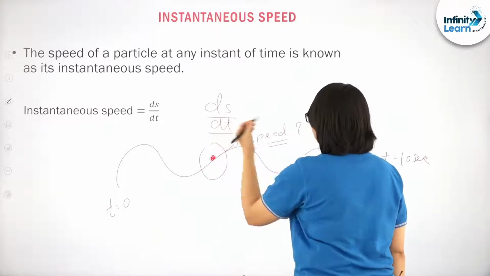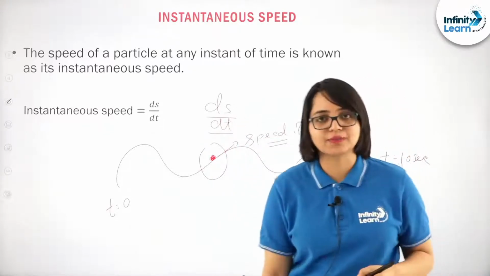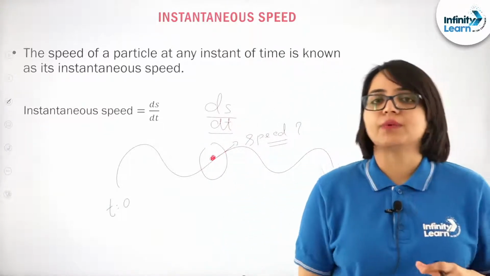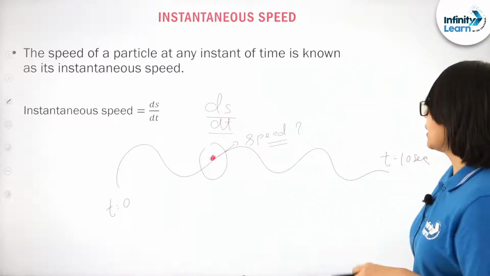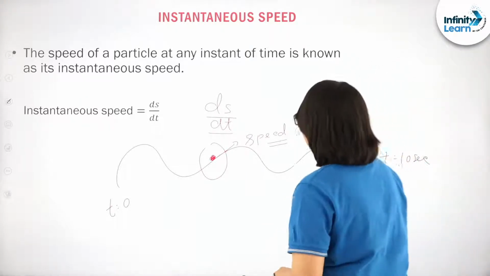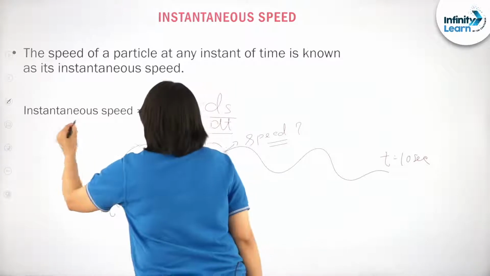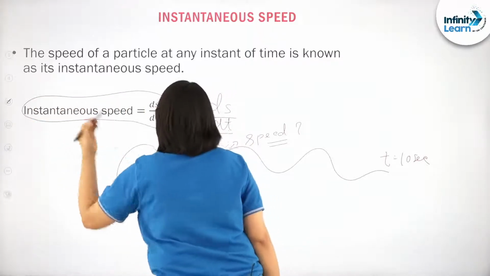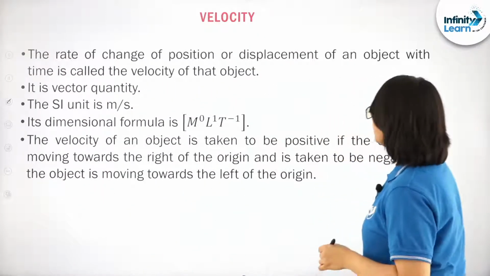That is the differentiation of the distance function with respect to time. Always remember, bachcho, wherever instantaneous comes, you have to differentiate. Instantaneous speed is equal to ds by dt.